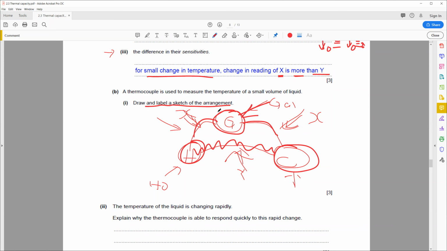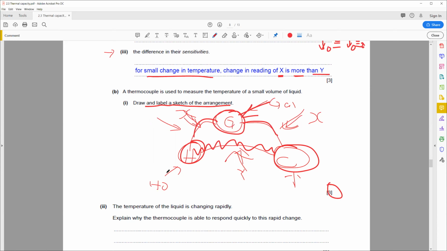Draw and label a sketch of the arrangement here. You must label it: galvanometer, metal X, or you could even say iron, and copper, right? Or copper, steel, or constantan, iron, whatever it is, it doesn't really matter as long as it has two metals and a hot and cold junction. Then ultimately, you get free 3 marks here.